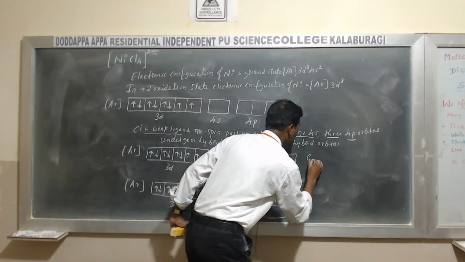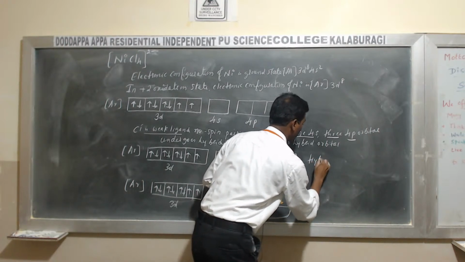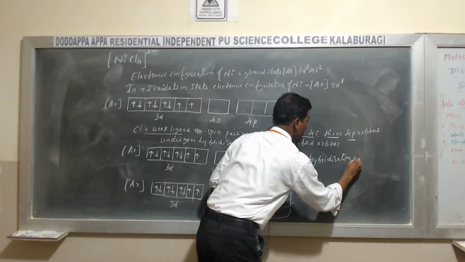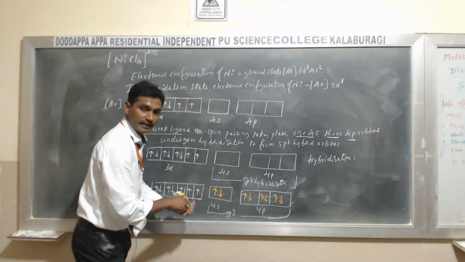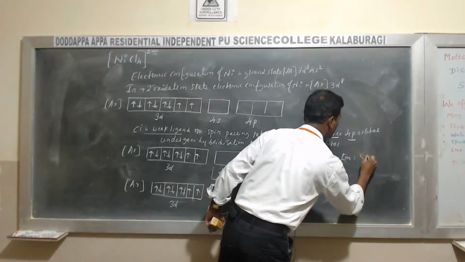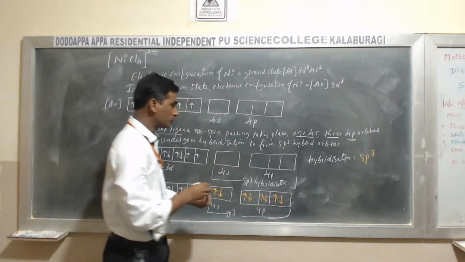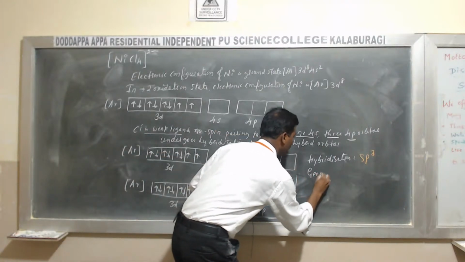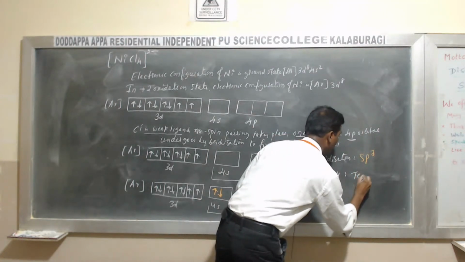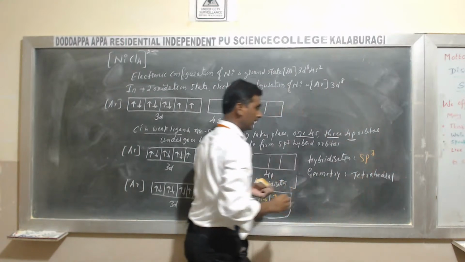What is the geometry? What is the hybridization? Yes, the question. What is the name of the hybridization? It is sp3 hybridization. What is the geometry? Geometry is nothing but tetrahedral.